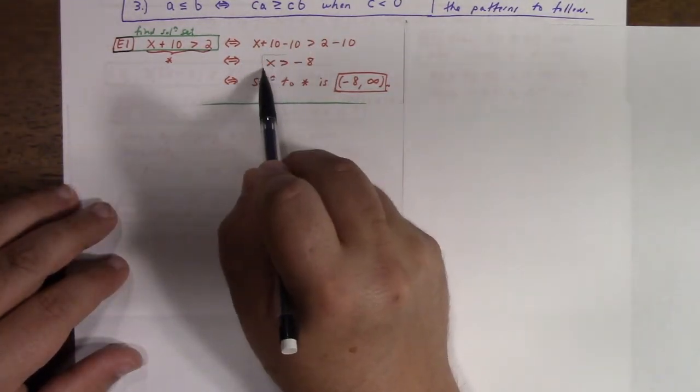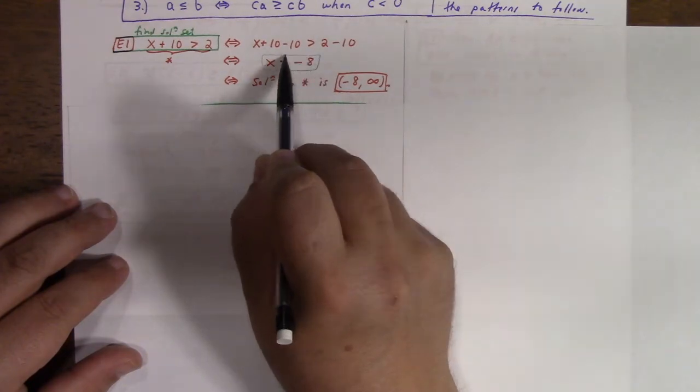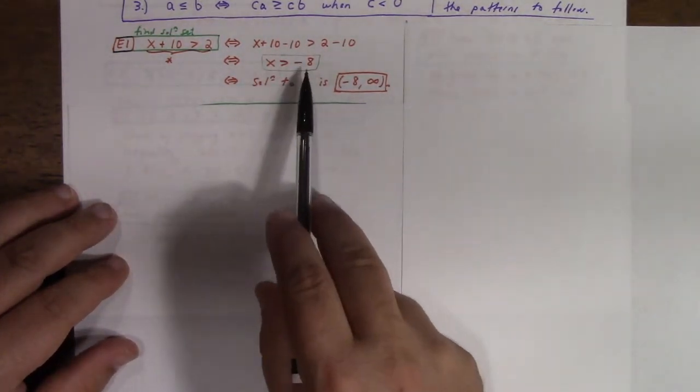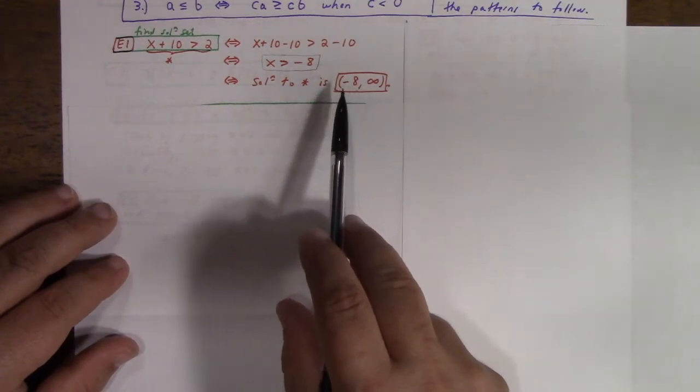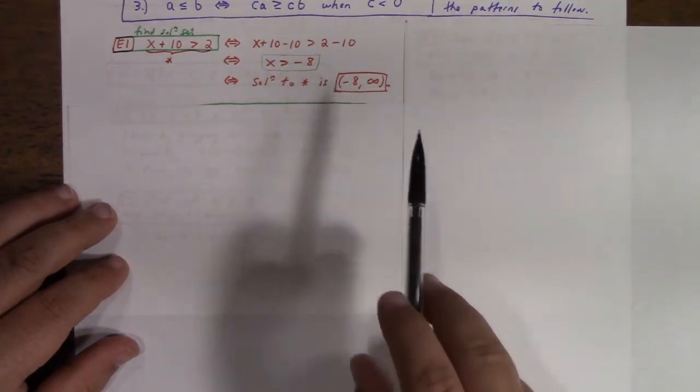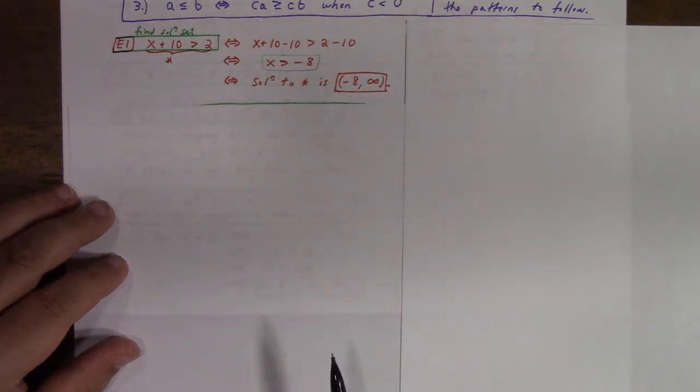That's one presentation of the solution, but if you're asked to give the solution in interval notation, you should do this. X is greater than minus 8, so that goes from minus 8 to infinity, just like that.